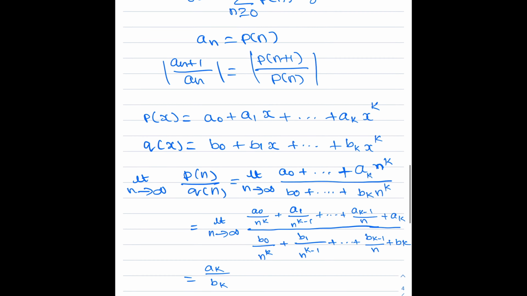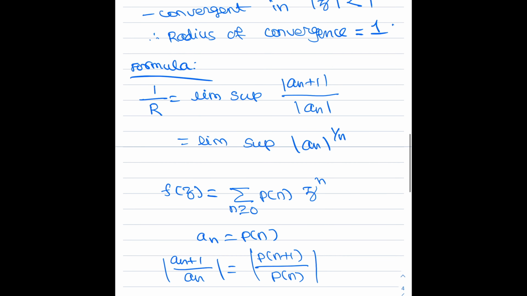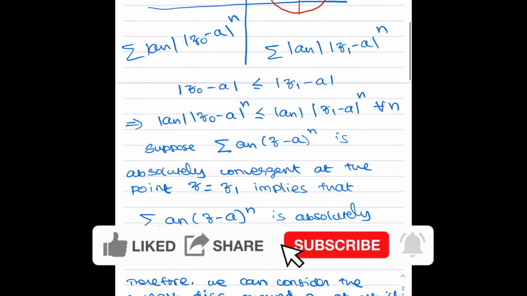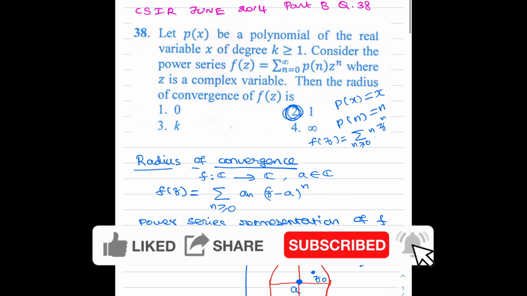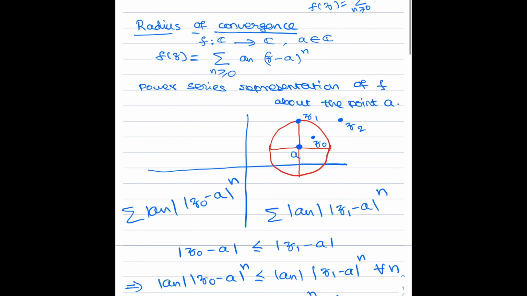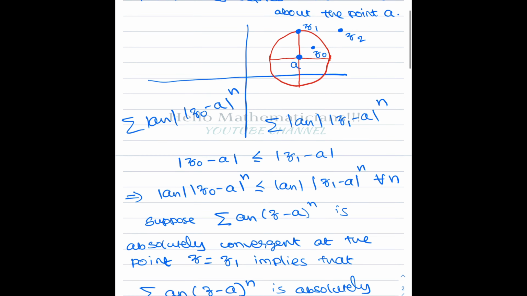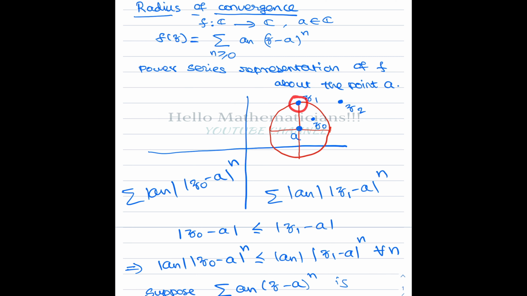Now we got 1 by r equal to 1, which means that r is 1. Therefore the radius of convergence of the given power series is equal to 1. Try to understand whatever I said. If at this point it converges, then inside it converges. If at this point it diverges, then outside it diverges. That is just a comparison test argument.